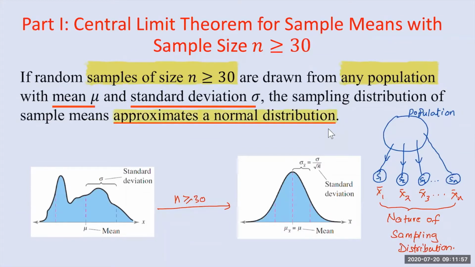This is approximately normal distribution. So that is the key idea in the first part of the central limit theorem. One more time, let's revisit this.